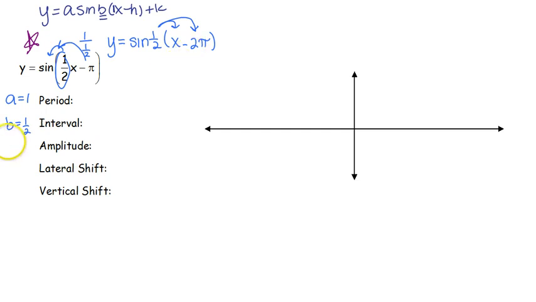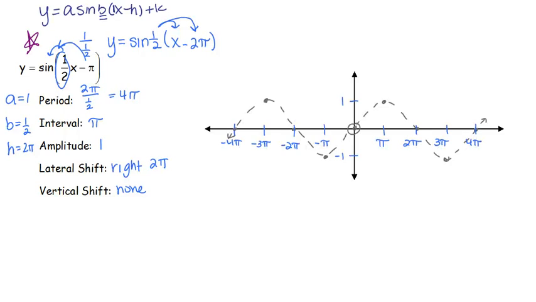It's inside, so we're going to have an h value of 2 pi and no vertical shift. So we take our 2 pi, we divide by 1/2, and we end up with our period as 4 pi. So we take that, we divide that by 4, which means our interval is going to be by pi. Our amplitude is still 1. Our lateral shift is that we are going to go right 2 pi, and our vertical shift is none. So go ahead and take your information and set up your graph. You can draw in your regular sine if you would like.